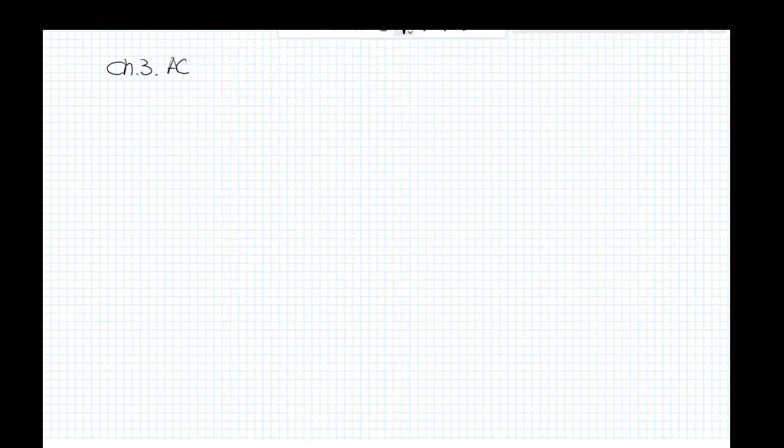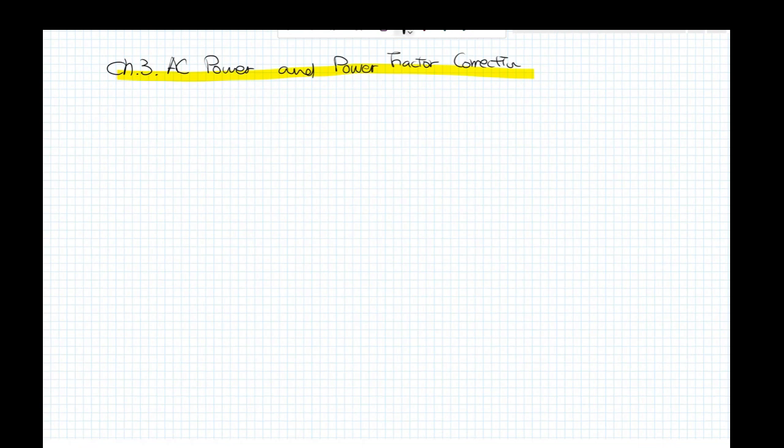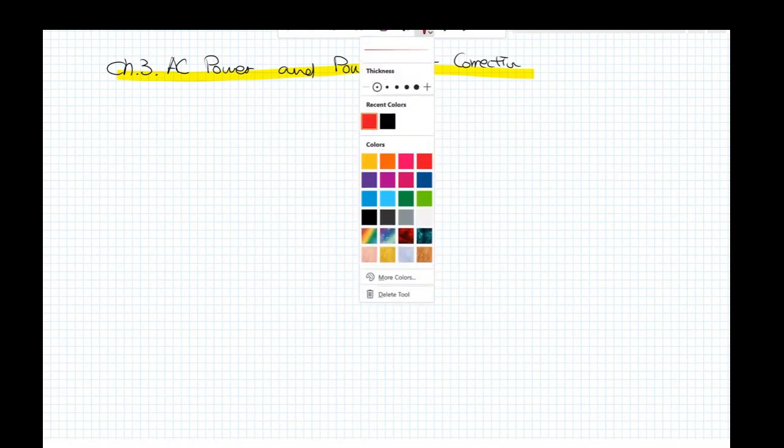The AC power in power vector correction. Okay. All right. Oops. Okay.